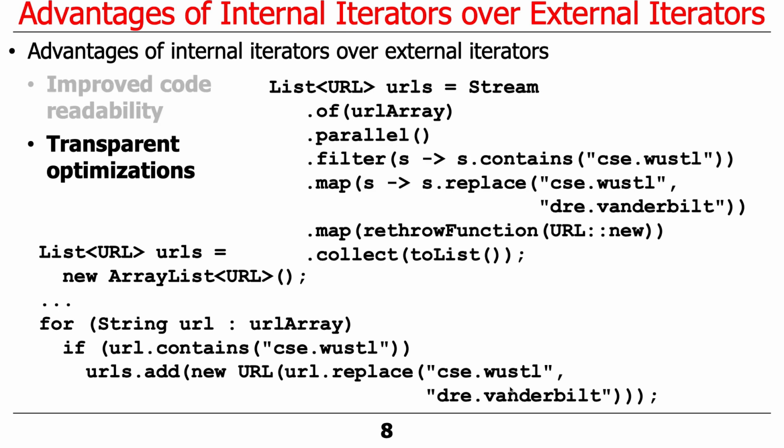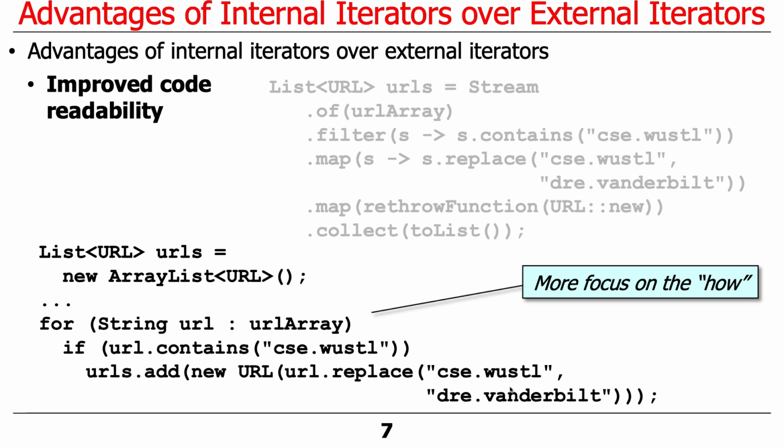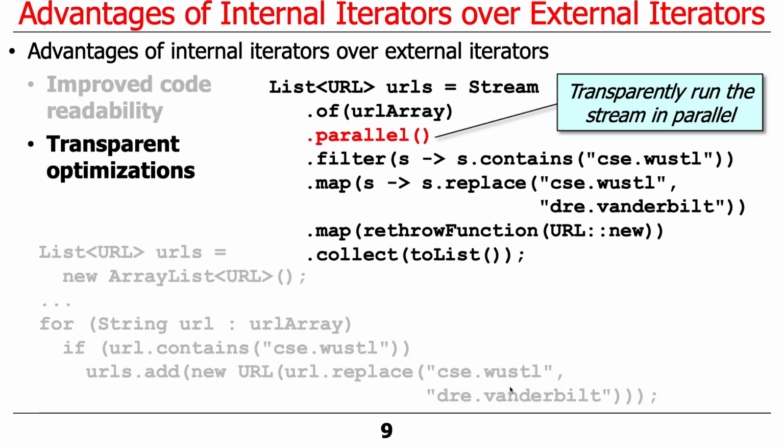Another cool thing with the internal iteration model is it's really easy to optimize. So we can go from the sequential version to a parallel version. We can simply say stream of URL array dot parallel, and that will transparently run the stream in parallel. Now, if you only have 7 elements in your array, it's probably overkill. But if you had a huge array that had lots and lots of elements, then this could actually be a big performance speedup if you had a multi-core processor.